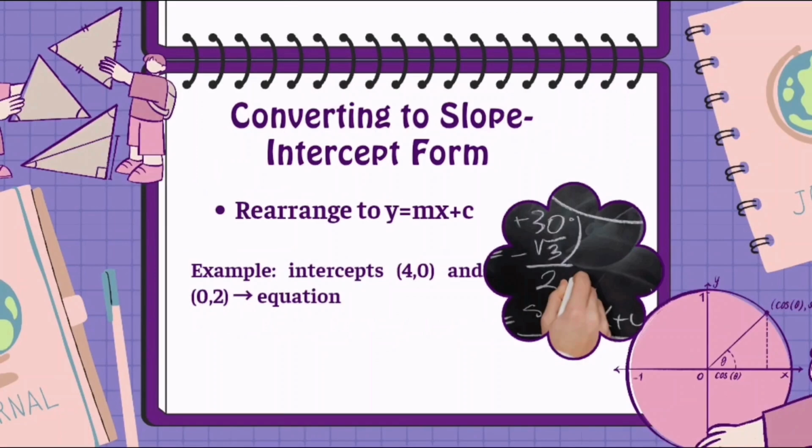Now, let's learn how to convert the intercept form into slope-intercept form. First, remember that the intercept form is x over a plus y over b is equal to 1. Our goal is to rewrite it into this form: y is equal to mx plus c, because this form makes it easier to see the slope and the y-intercept.